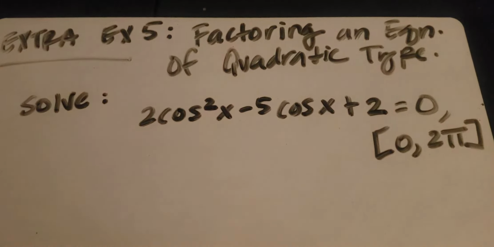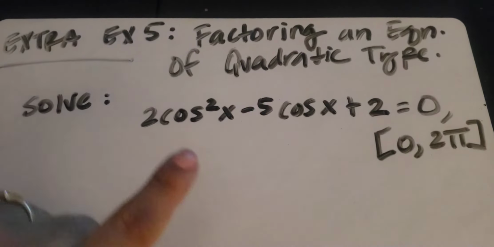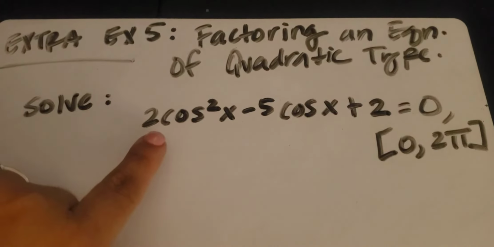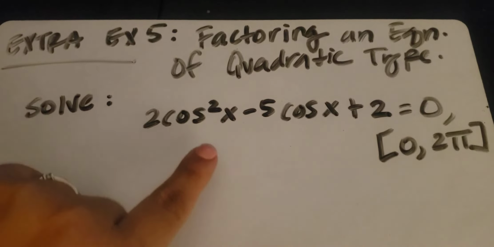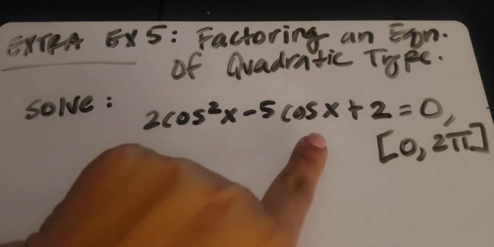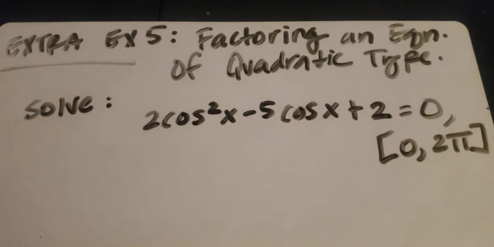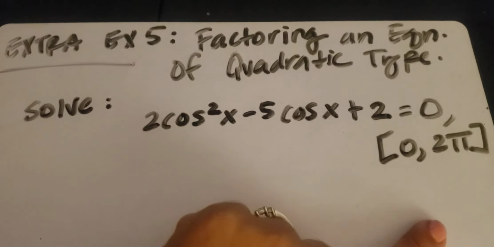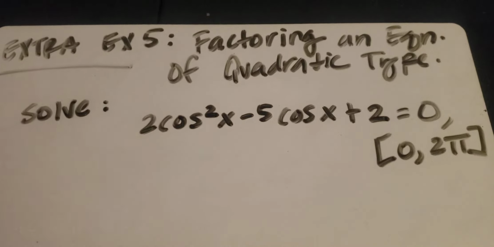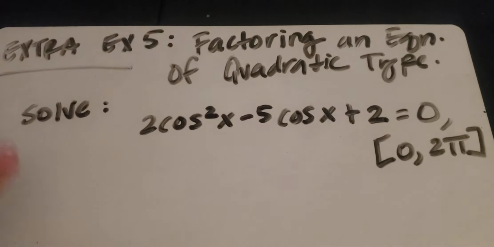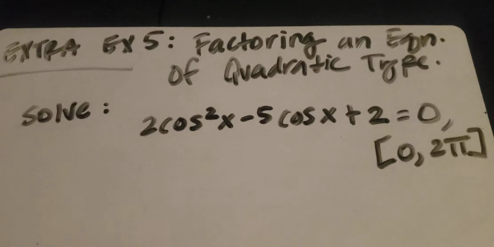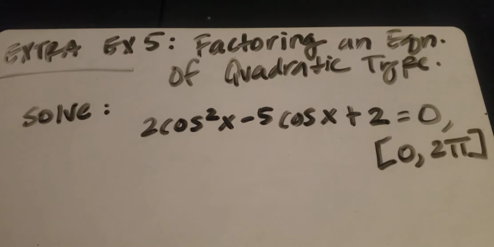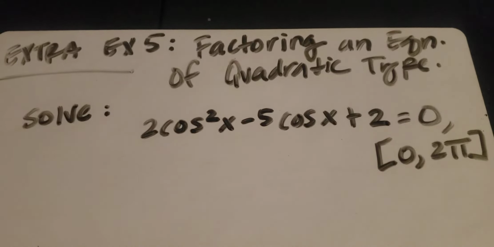Okay, so for our next example, again, we're going to be solving an equation, and this one reads 2 cosine squared of x minus 5 cosine of x plus 2 equals 0. Okay, and then if you notice, they gave us an interval of 0 to pi. So when we find our solution, we're just finding our solution over one period, and that's it. Okay, so we don't have to do multiple solutions.